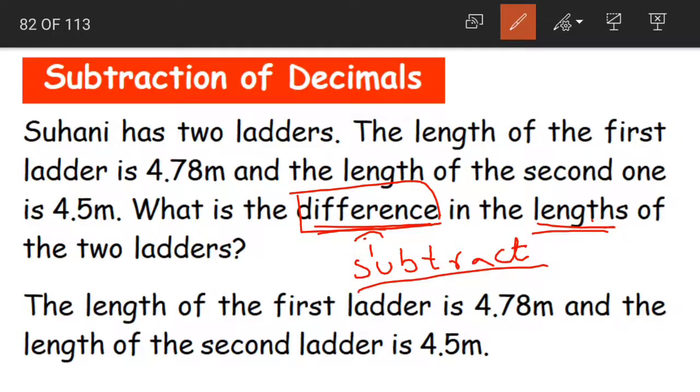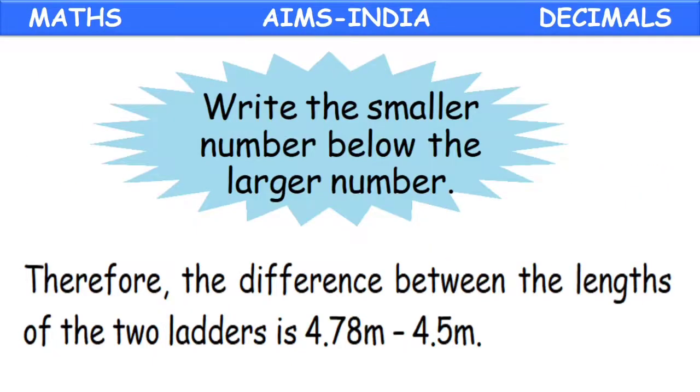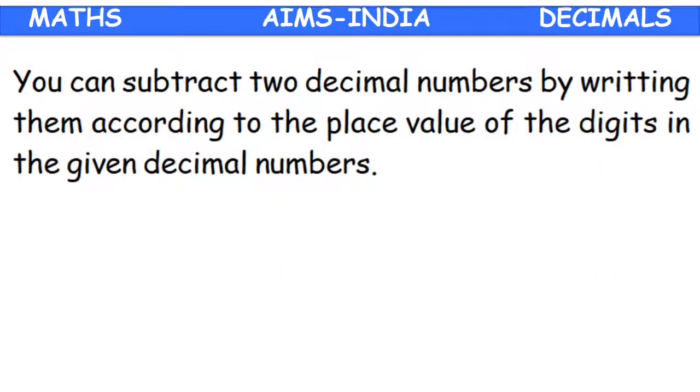Difference means we have to find out the difference, we will subtract. Yes, so we have to subtract these two numbers, 4.78 and 4.5. Write the smaller number below the larger number, 4.78 and 4.5. Yes, children, now to compare which is the larger one.